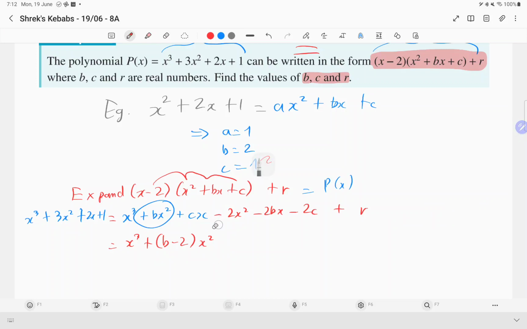Then combine the next two like terms. I'll highlight to make it easier, it's these two here. Then you're combining them, what would that be?